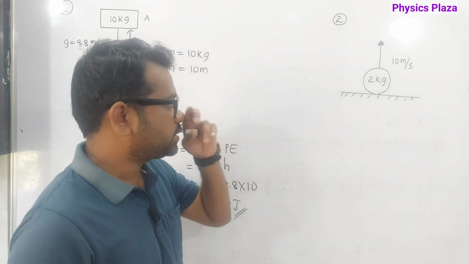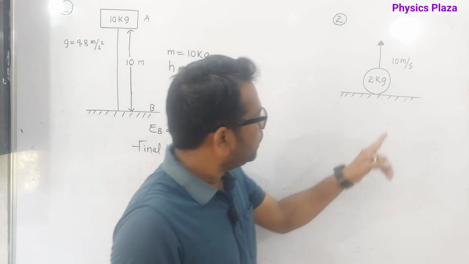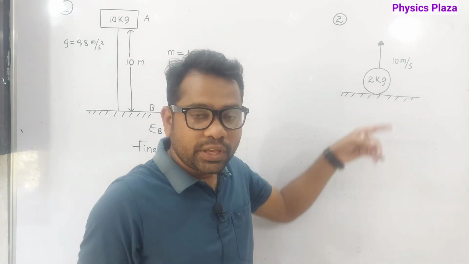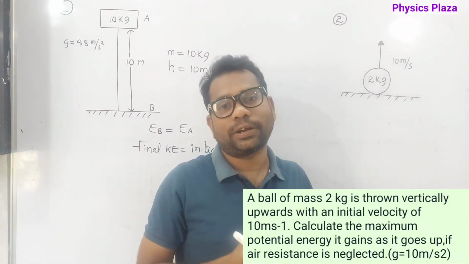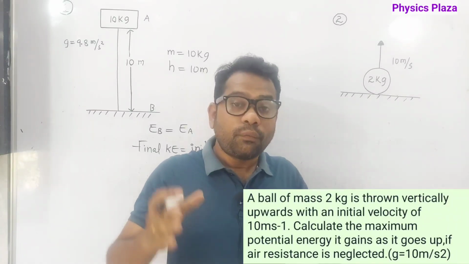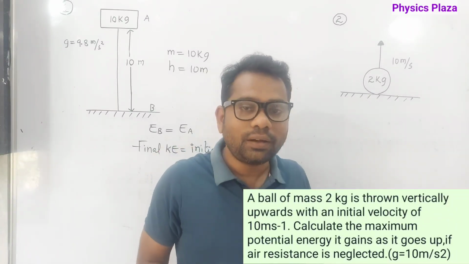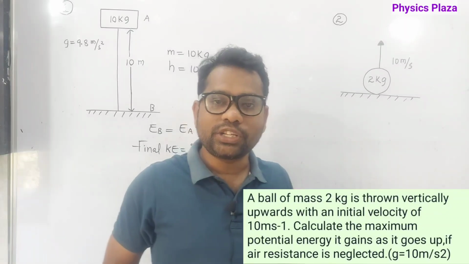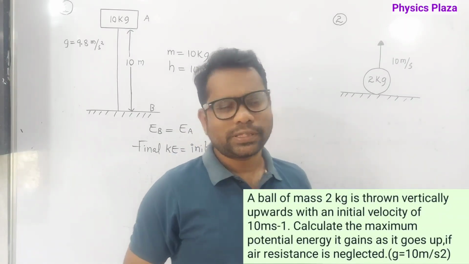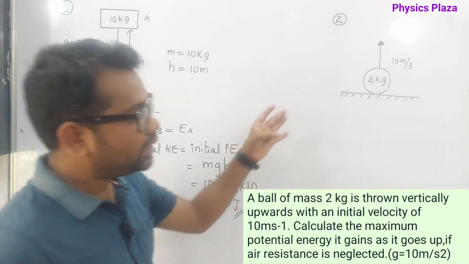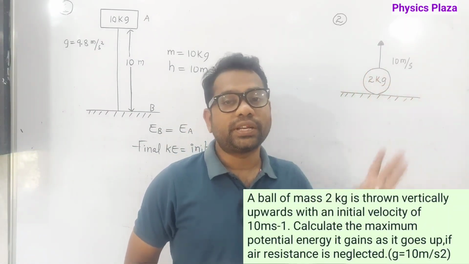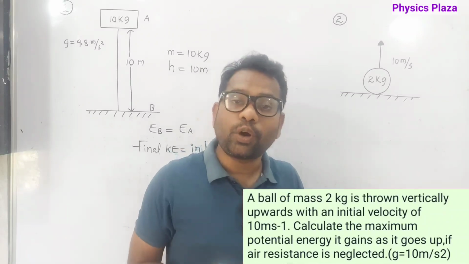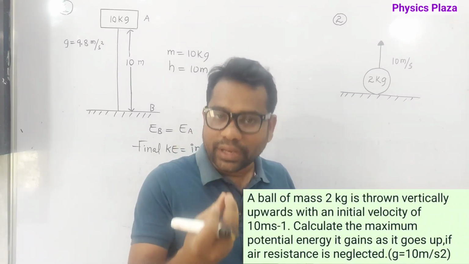Now let us see the second case here. A body of mass 2 kg is projected vertically upwards with a velocity of 10 meter per second. Then they are asking us to find the final potential energy possessed by the body. Same concept here, but here initially it has kinetic energy that is converted into potential energy, based on the law of conservation of energy.